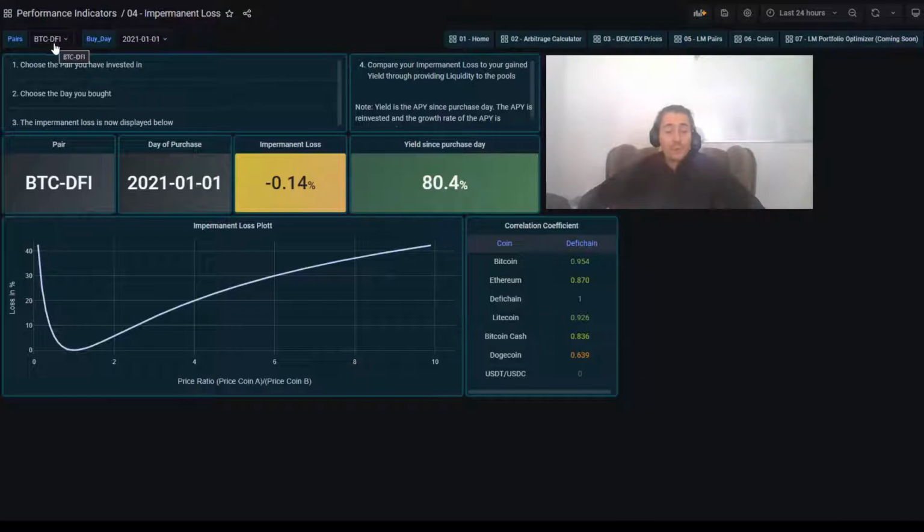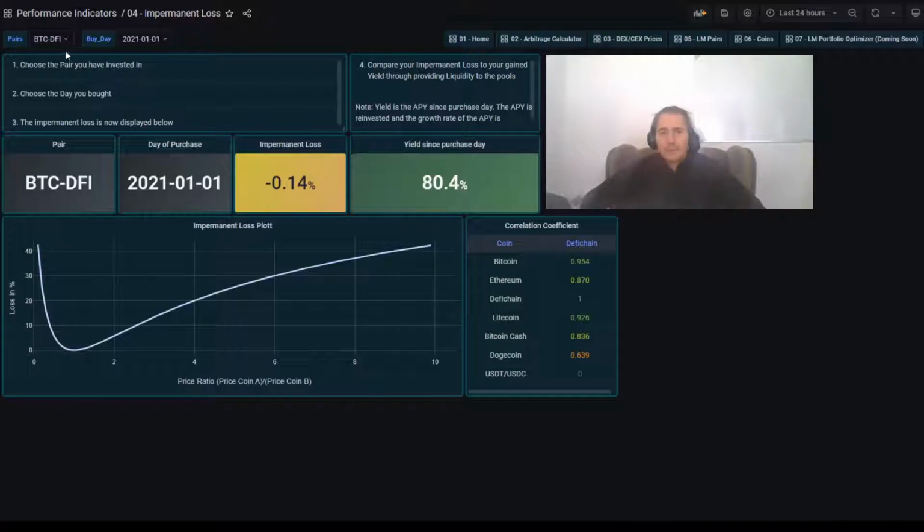Here I've chosen the example with Bitcoin and DeFi coin, starting at the 1st of January this year. And we see impermanent loss is really small and the yield is really big. This yield is not only what we received as a cash out, so the additional coins, but also how these additional coins have developed over time. So maybe we only got 50% reward, but this 50% has increased over time, so it's incorporated here. So this is the profit that we made just with the yield since the 1st of January, and this is what we lost from the impermanent loss.